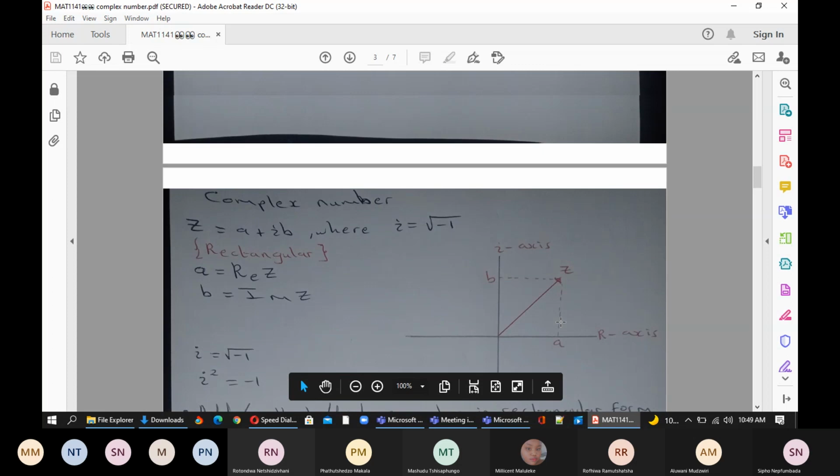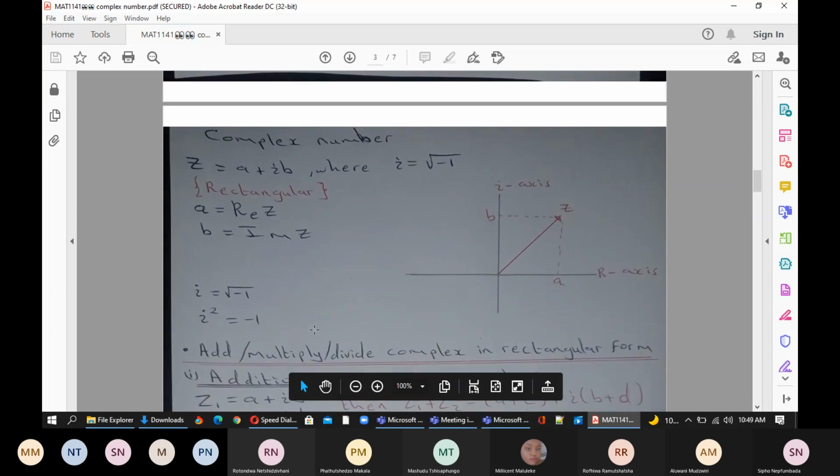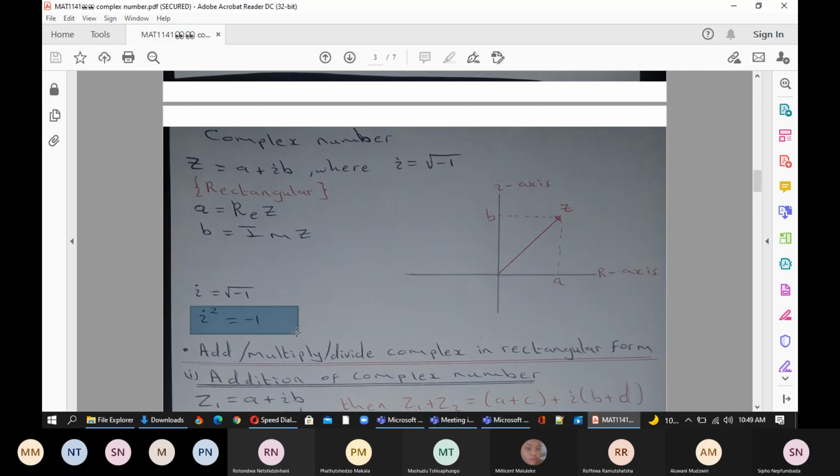Guys, I'm repeating myself, right? I said I squared is equal to what? -1. Are we still together? So now, if I squared is equal to -1, you have to know that wherever you meet I squared, you must substitute it with -1. Are we together?